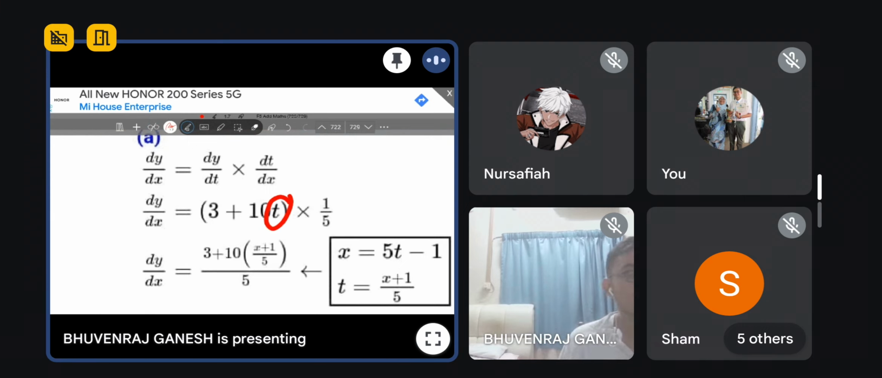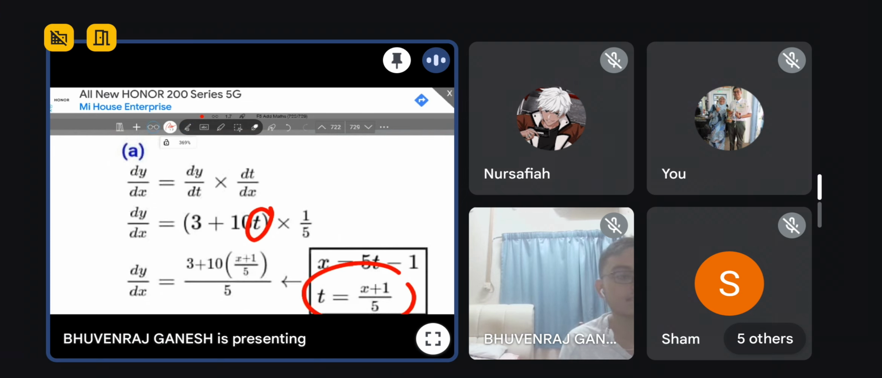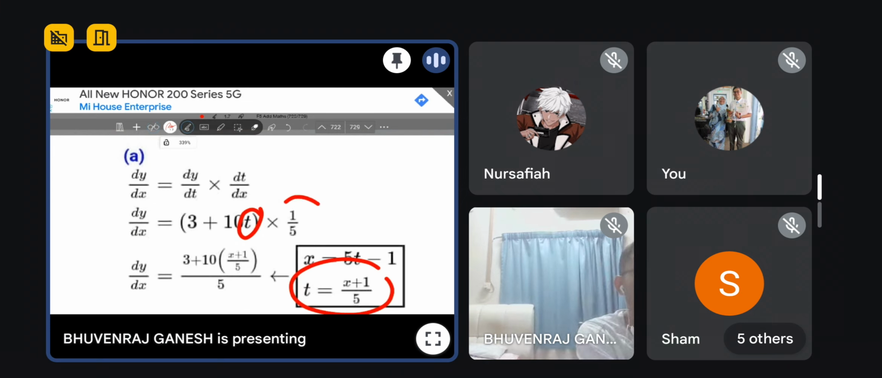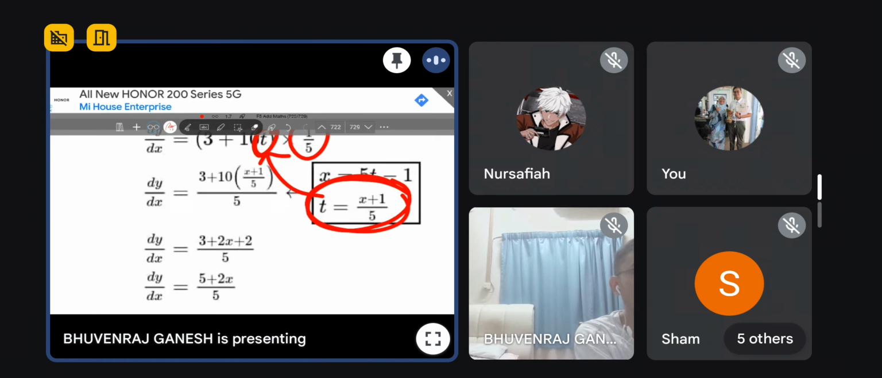Can you get it, guys? Hey, sorry, you cannot use that. You must use this one, x plus 1/5. Okay, not 1/5x, x plus 1/5. Because 1/5 is your dt dx. We have to find t in terms of x, t dalam sebutan x. So you substitute this value inside the t over here. Can understand, guys? So you will get now dy dx. You simplify only this one. Permudahkan until you get your answer.